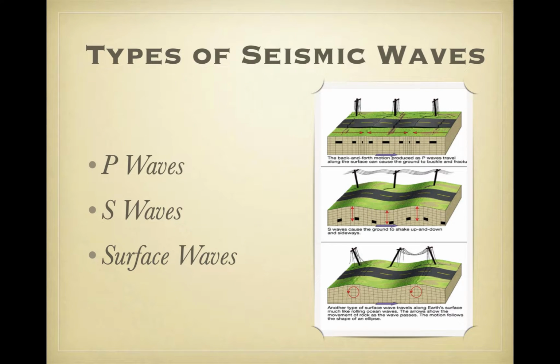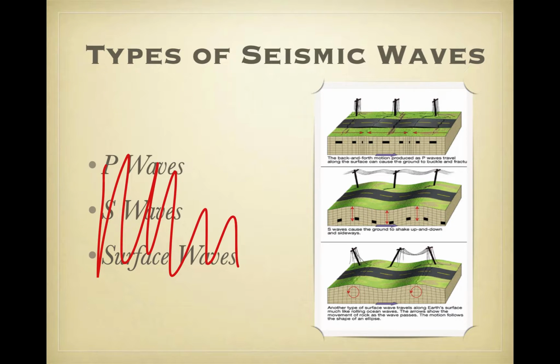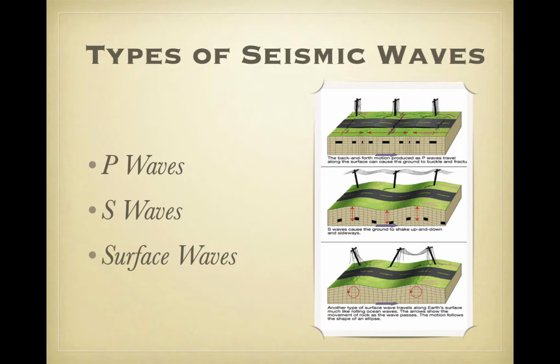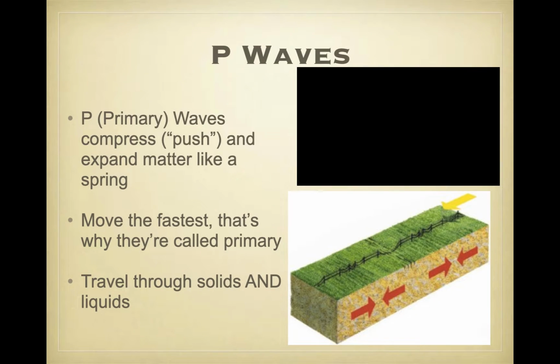Don't write all these lists. These are the ones we're going to go over. But please write types of seismic waves. That's going to be your heading, and you can see a little preview of the types of seismic waves we're going to get into. The first type are P waves. P waves are also called primary waves, or that's why they're called P waves.